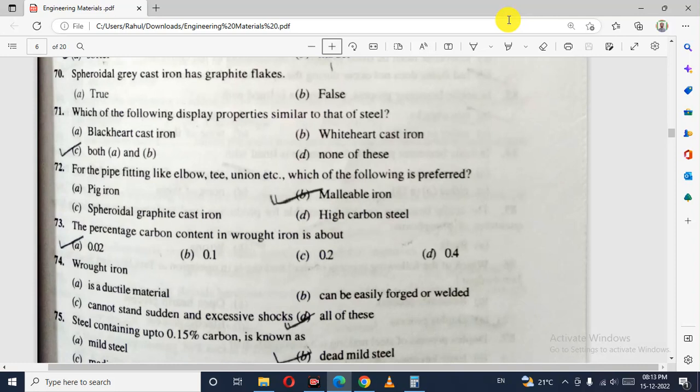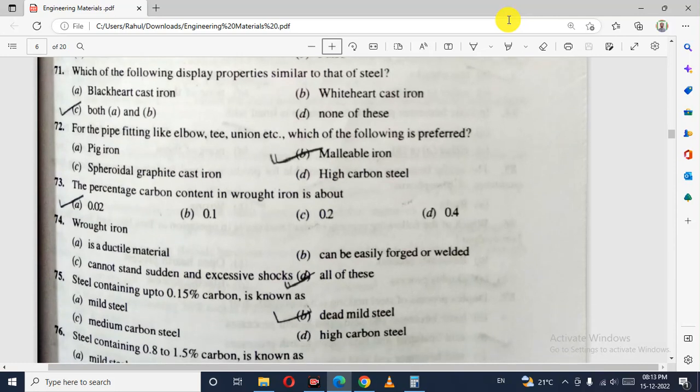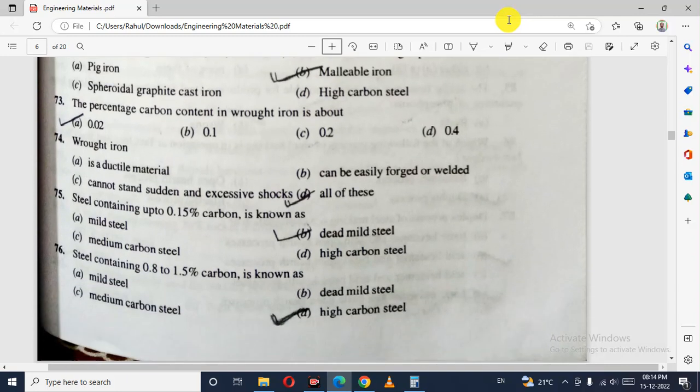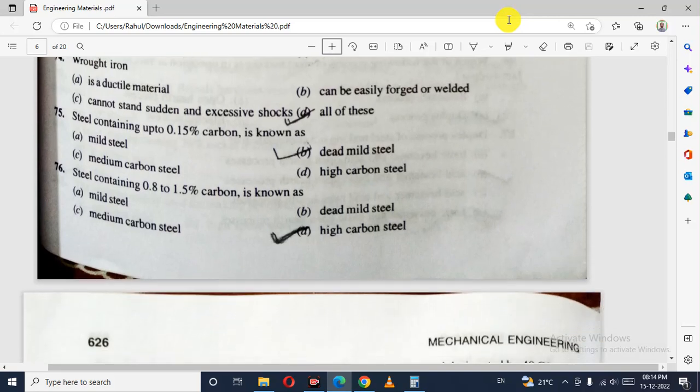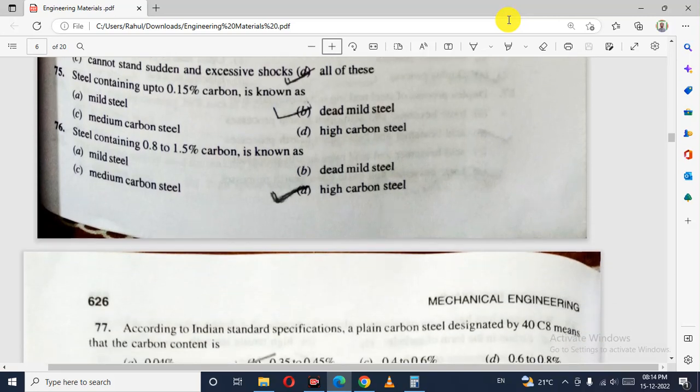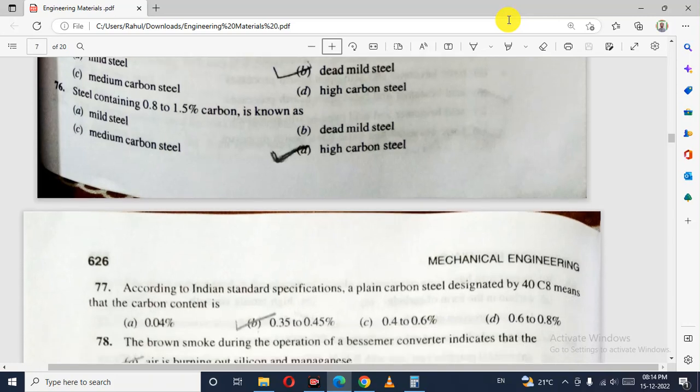Steel containing up to 0.15% carbon is known as dead mild steel. Steel containing 0.8 to 1.5% carbon is known as high carbon steel. According to the Indian Standard specification, a plain carbon steel denoted by 40C8 means that the carbon content is 0.35 to 0.45%.